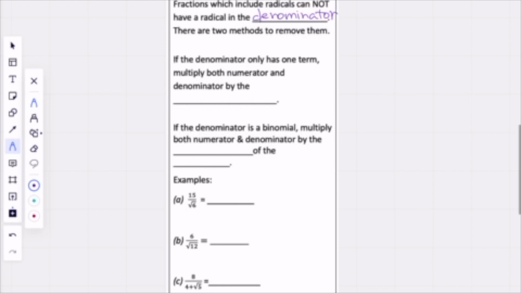So what we do is called rationalization. A square root is considered an irrational number if it can't be simplified to eliminate the square root. So we are going to try to manipulate this expression so that the denominator becomes a rational number using one of two methods. If the denominator only has one term, we're going to multiply both the numerator and the denominator by the radical piece of the denominator.